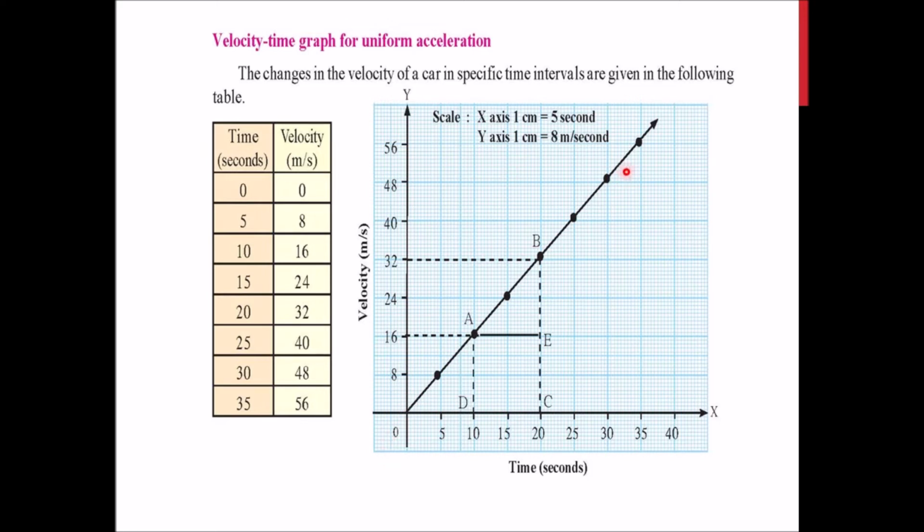You can see over here that at the 5th second the velocity will be 8. At the 10th second the velocity increased to 16 meter per second. At around the 20th second, it was about 32. So with respect to this graph you will be able to understand the velocity time graph of a uniform acceleration.